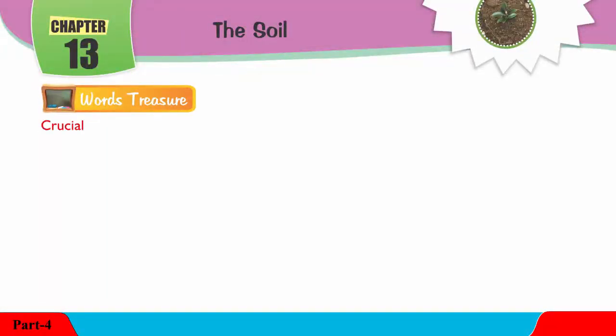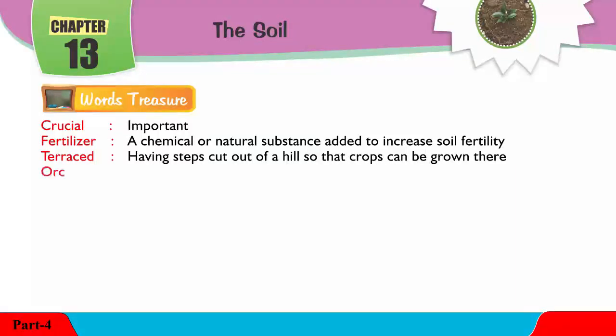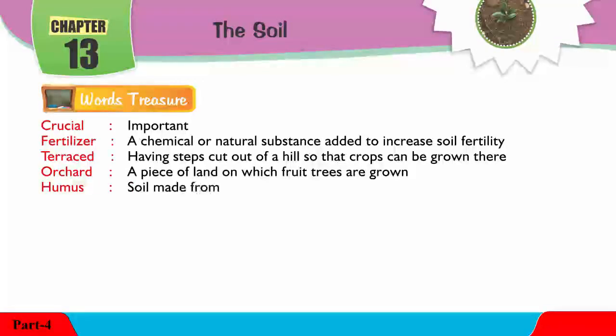Words: treasure, crucial, important, fertilizer, a chemical or natural substance added to increase soil fertility. Terraced, having steps cut out of a hill so that crops can be grown there. Orchard, a piece of land on which fruit trees are grown. Humus, soil made from dead leaves and plants.